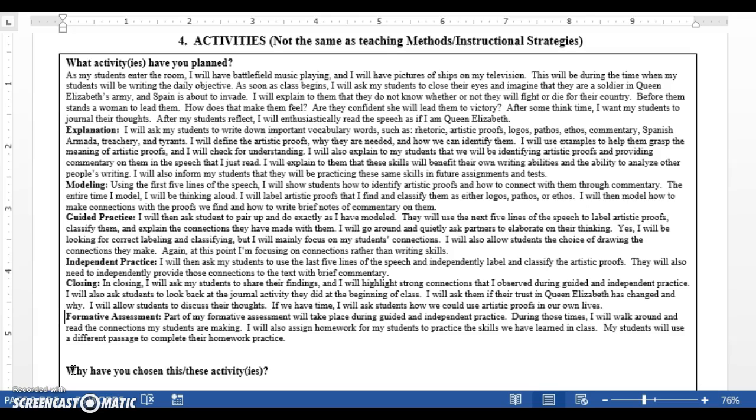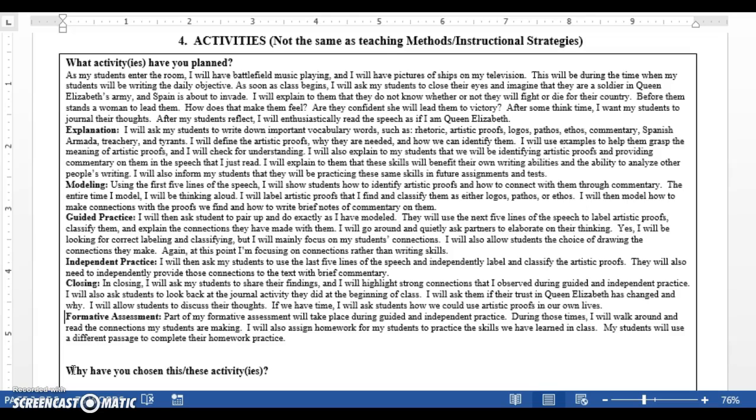And again, I will allow my students to make connections through drawing, just because at this point, the skill I'm concerned about is that the connections are being made, and so they can make those connections through drawing. So the next activity will be independent practice. Again, they are going to do the exact same thing we've been doing the entire class, just this time they will use the last 5 lines of the speech, and they will do it on their own.